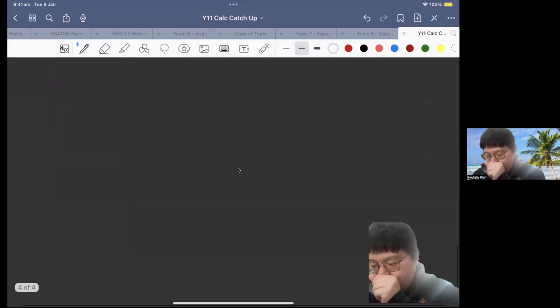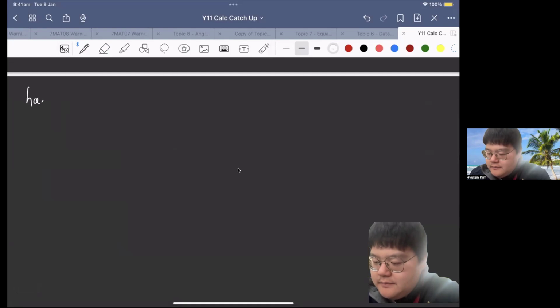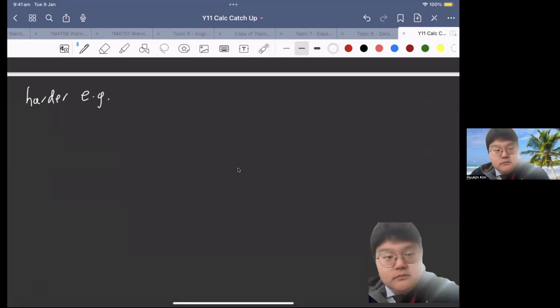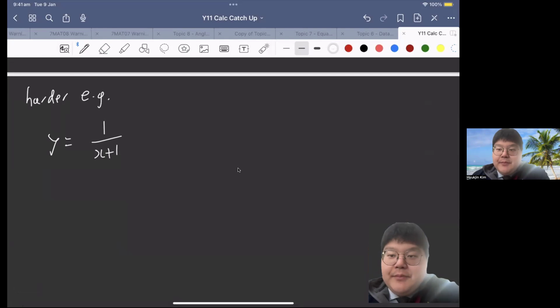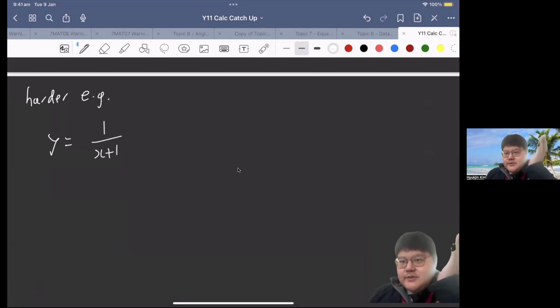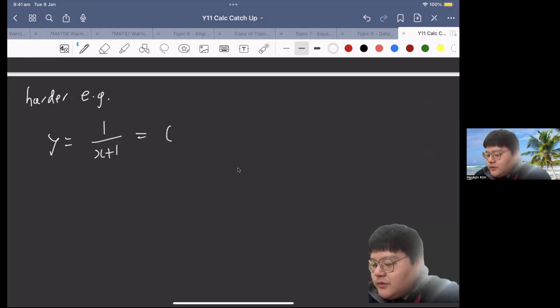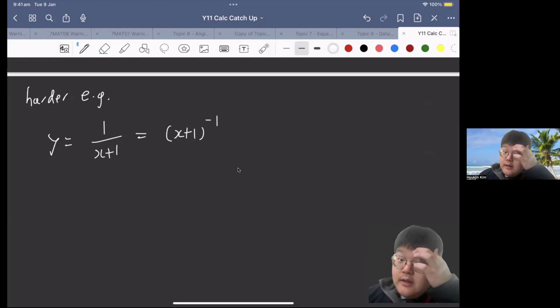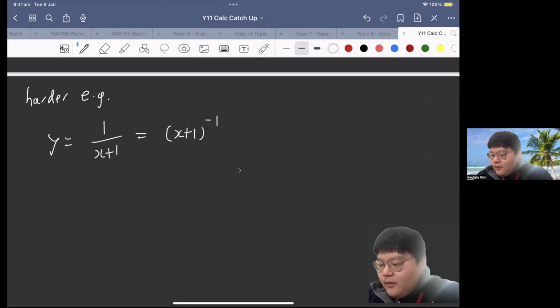Okay? Harder example. If I have something like this, y equals 1 over x plus 1. What do we remember? We can't really differentiate fractions as they are. Not for now. I'll teach you guys later how to do this. But right now, the best way we had to deal with this was change this into an index form, so power of negative 1. We can do this to a function too, a function with multiple terms, not squared, negative 1.